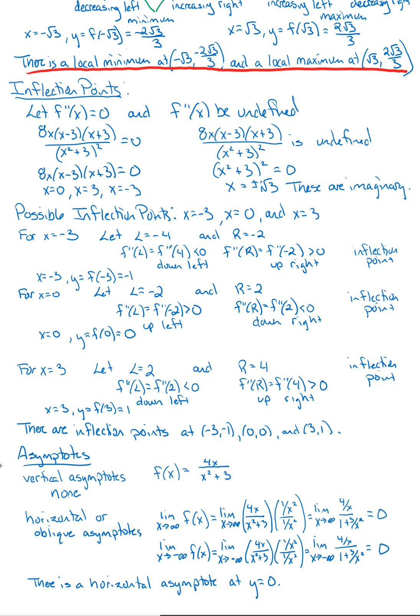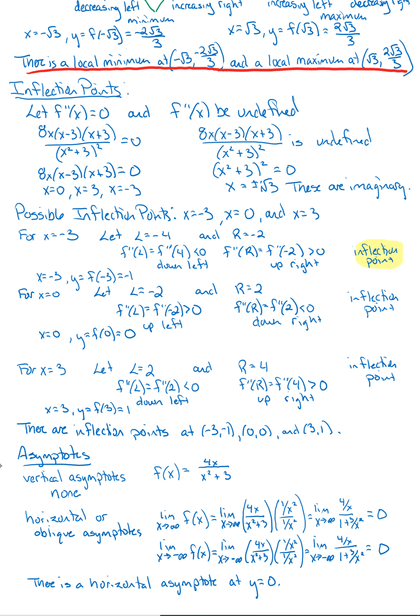So we're going to do the same thing with this. For each one of these, I will pick a number to the left and a number to the right and evaluate our second derivative at those. So for x equal to negative 3, I pick negative 4 and negative 2. Evaluate the second derivative. We see that on the left, it is negative, which tells us it is concave down. And on the right, it is positive, which tells us it's concave up. So it's concave down on the left, concave up on the right, must mean that we have an inflection point.